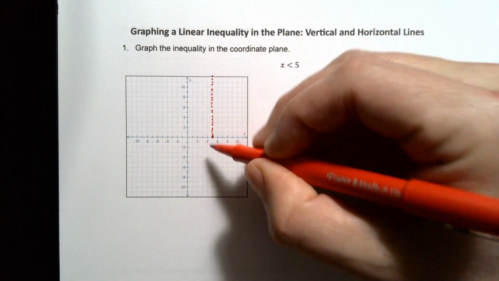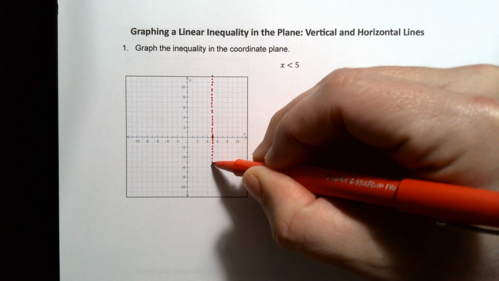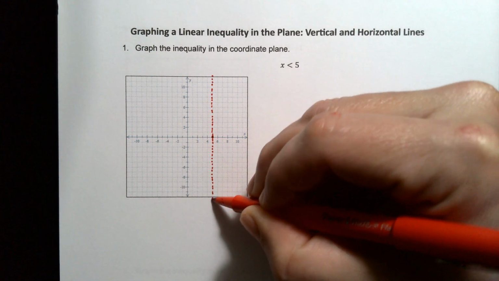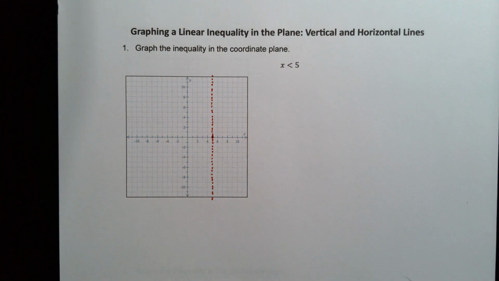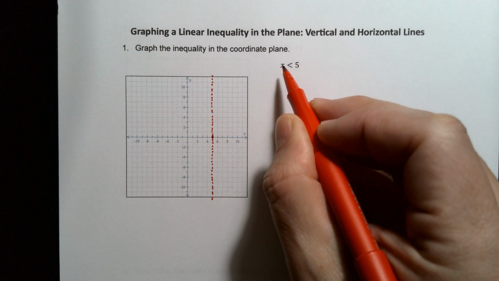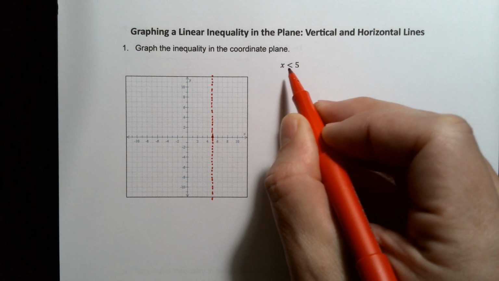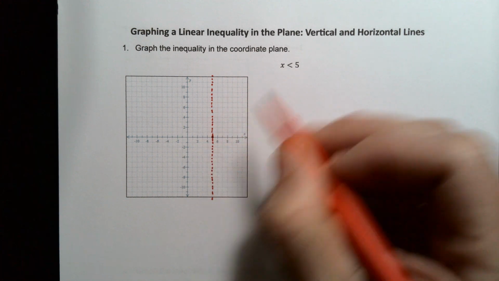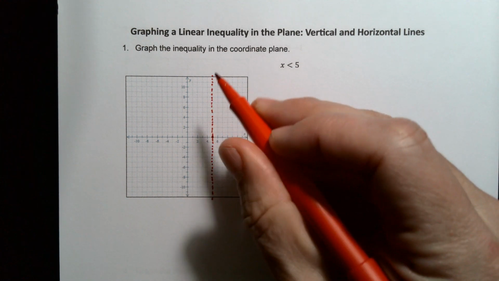Okay, and notice that I'm making this line dotted. The reason I'm making this line a dotted line is because there's no equal to here. If there was a little line under here that said x is less than or equal to, then I would put a solid line here. But it's not there, so I'm going to put a dotted line.